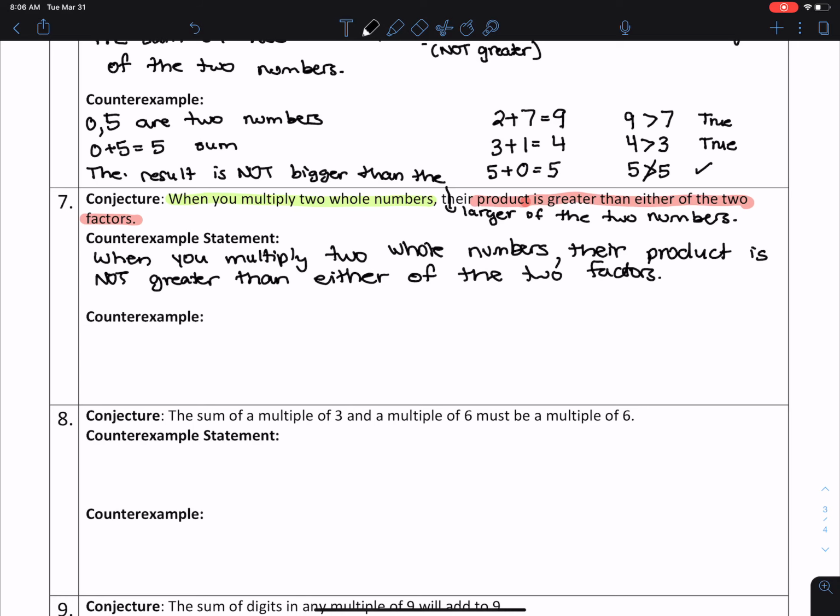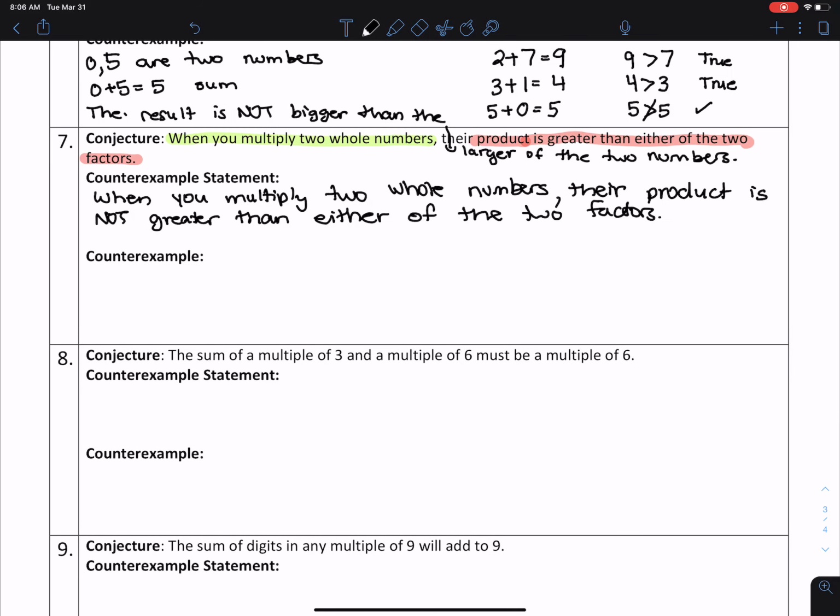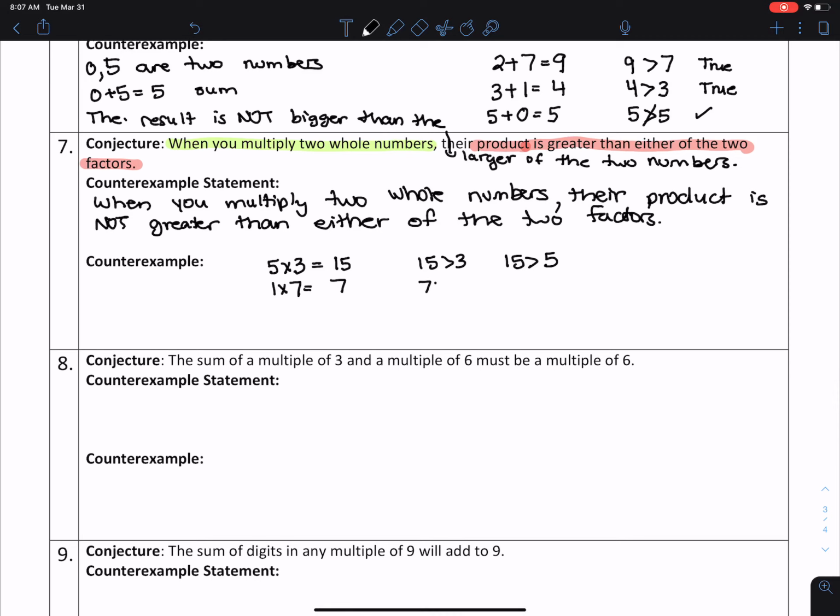Okay, so we need some observations. Let me take two whole numbers, so let's take 5 times 3. Okay, my answer is 15. 15 is greater than 3, and 15 is greater than 5. So this is showing that my conjecture is true. I want to find one that shows that my conjecture is false. So let me try to maybe take 1 times 7. The result is 7. So 7 is greater than 1, but we're going to notice that 7 is not greater than 7. It's actually equal to 7.